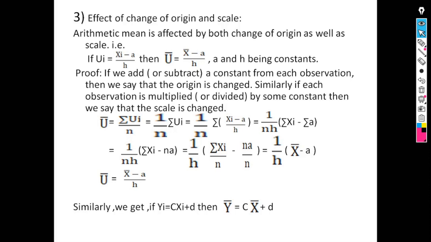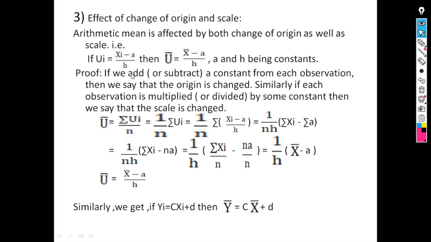Next property is the effect of change of origin and scale. Arithmetic mean is affected by both change of origin as well as scale. Here we have to prove that if ui is equal to xi minus a upon h, then u bar is equal to x bar minus a upon h, a and h being constants.